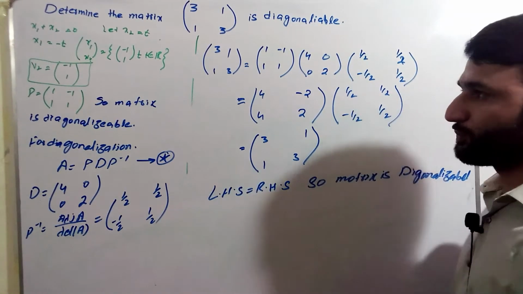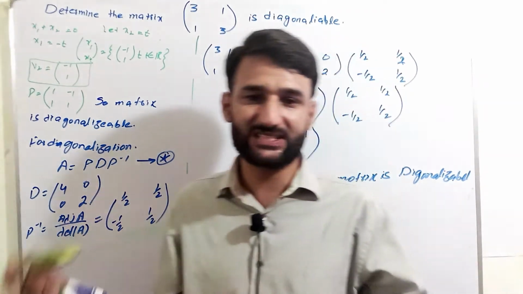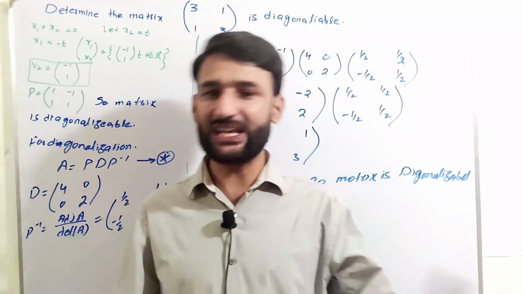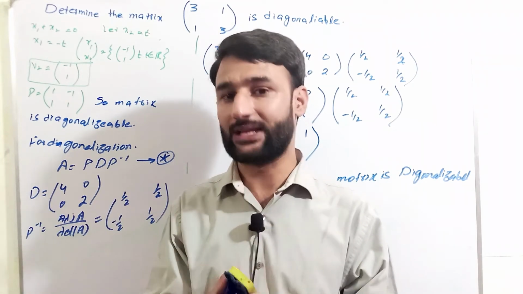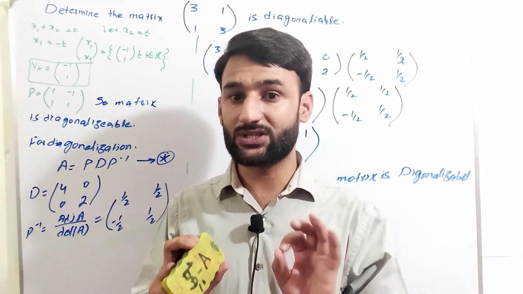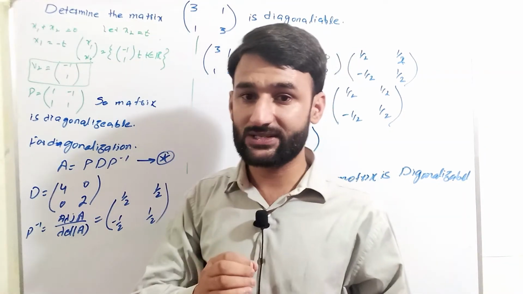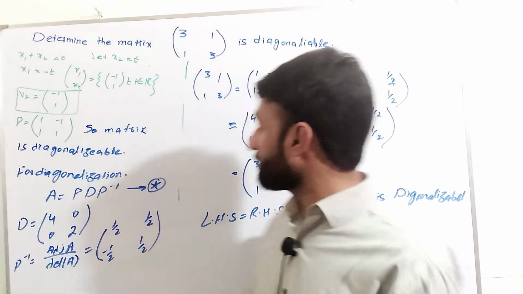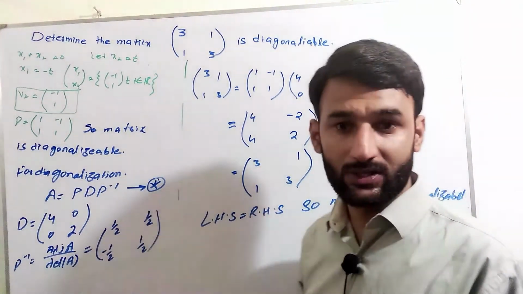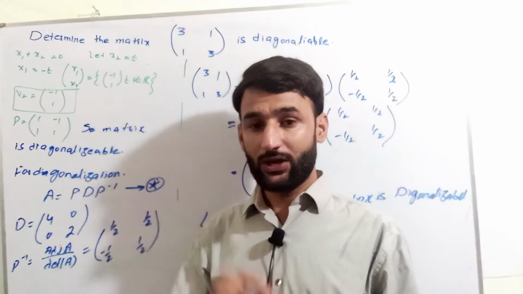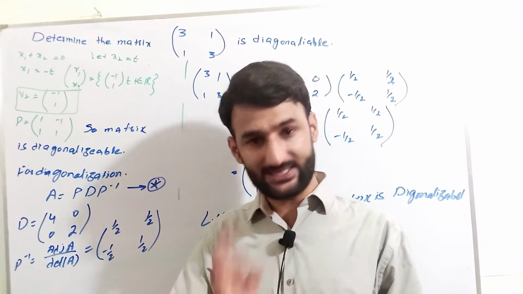So this is your basic procedure. You can find out whether a matrix is diagonalizable or not. You can easily find out the diagonalization of any matrix. But remember one thing, the diagonalization condition applies when you have a square matrix. If you have a square matrix, then you can find out the diagonalization.